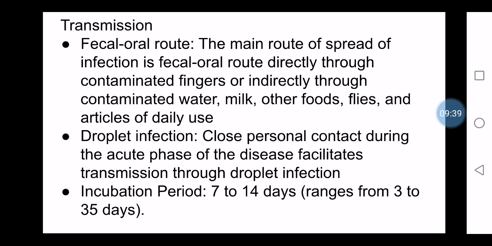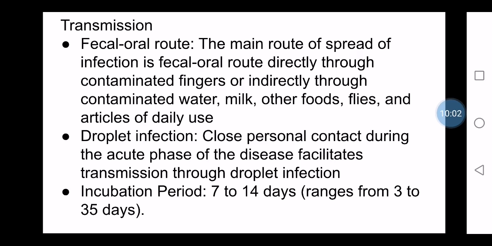Now let us see how it is transmitted. The transmission occurs especially by two types. One is the fecal oral route. The main route of spread of infection is the fecal oral route, directly through contaminated fingers, or indirectly through contaminated water, milk or other food, or flies and articles of daily use.